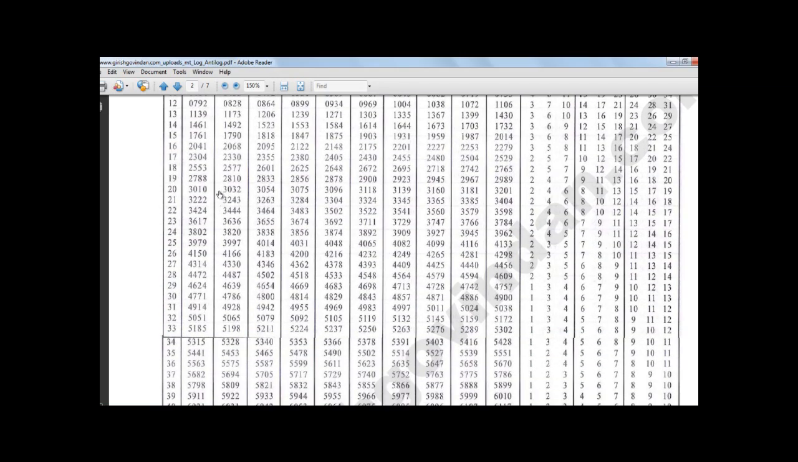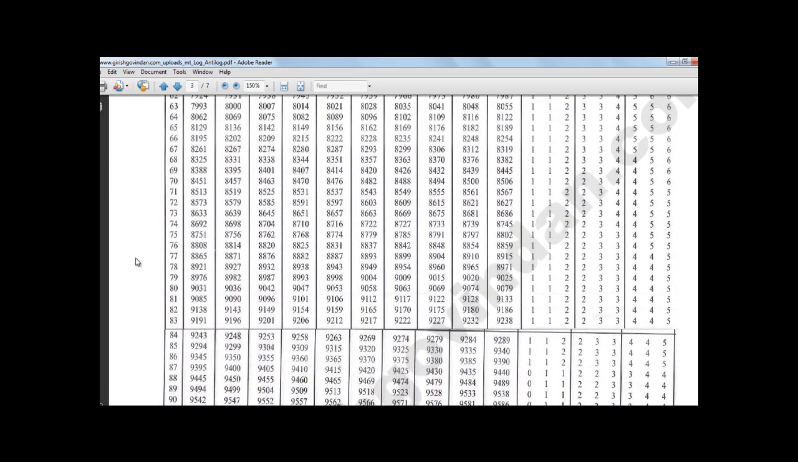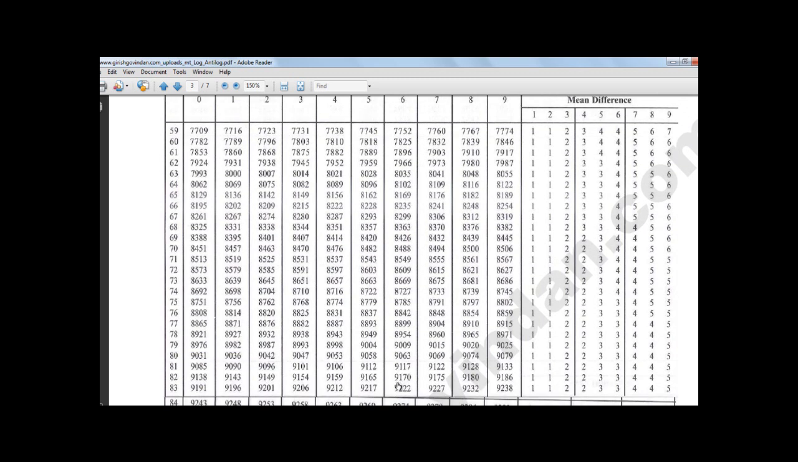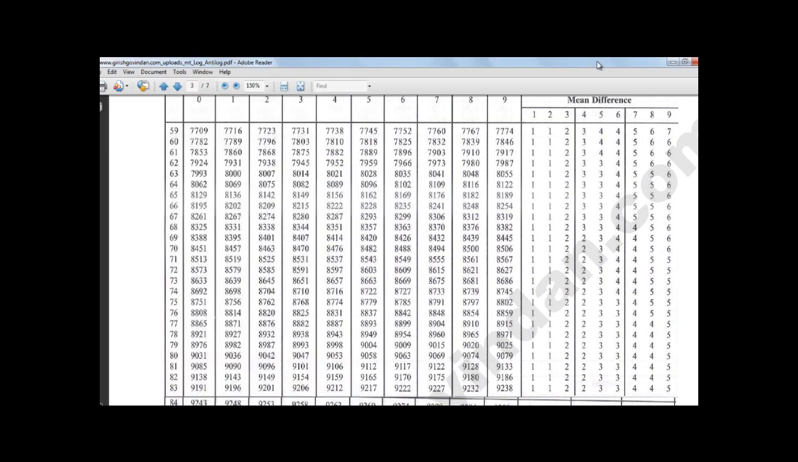We'll go to row number 83, column number 6: 0, 1, 2, 3, 4, 5, 6. This is column number 6. The number that we'll get is 9222, right?